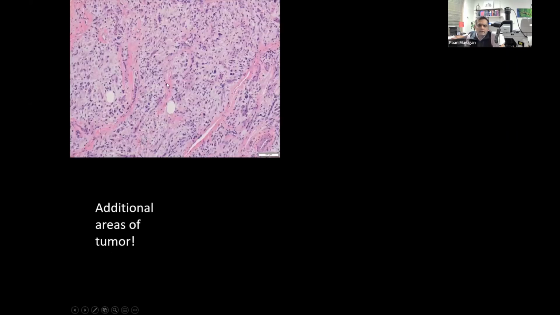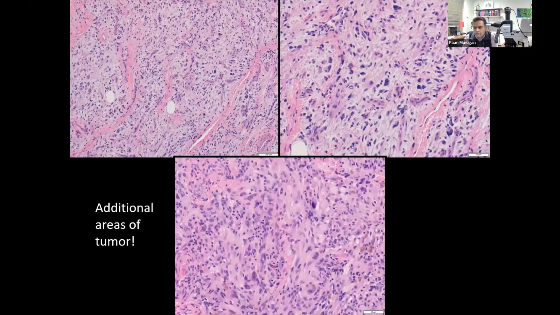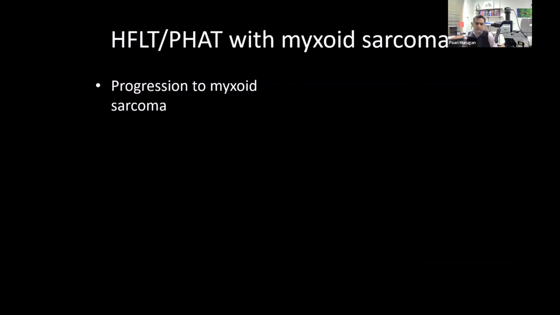And these areas, as you can see, resemble what we saw earlier, but you will see that the pleomorphism is much higher. The cells are much more hyperchromatic, and we have irregular nuclear borders. So this becomes very concerning for some kind of sarcoma. And if you just take the nuclear characteristics, you'd be thinking maybe this is a higher grade sarcoma, right? And then another image over here, again, shows you enhanced features and much more pleomorphic cells. But we also see this hemosiderin pigment. So some cases of HFLT PHAT have been shown to progress to myxoid sarcoma. So that is a known phenomenon.